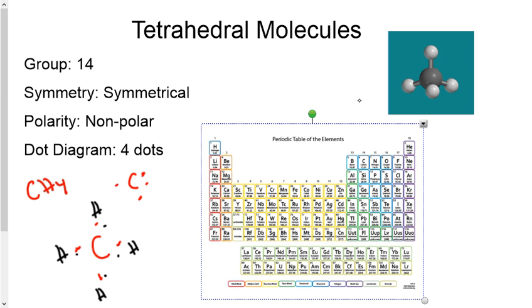Really, it looks like there are only 2 groups that end up being polar. That would be group 15 and group 16. Everything else is nonpolar.